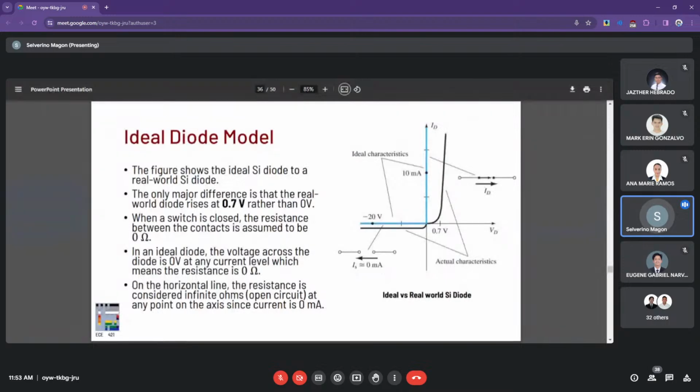If we try to compare the ideal model to that of a practical, real world diode, we have the difference of 0.7 volts in the case of silicon rather than zero, and the ohmic characteristics, no. An ideal diode has zero resistance, so it has a steep, vertical response as compared to the practical diode with some ohmic regions here. So you have a slope that is described by the equations that we've seen earlier.